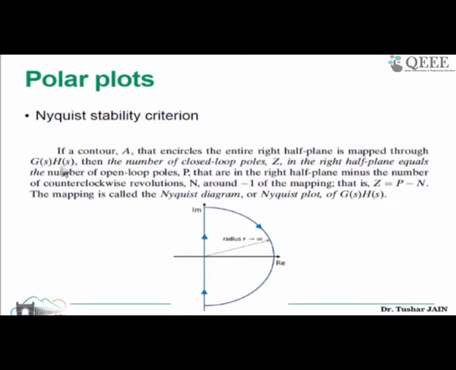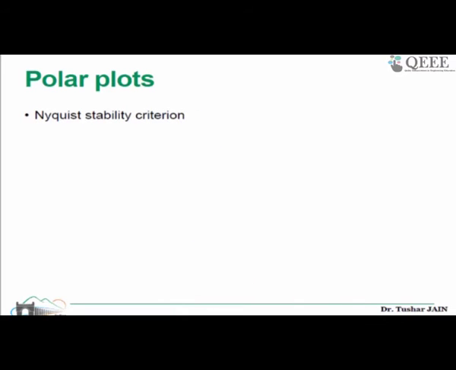If a contour A that encircles the entire right half plane is mapped through G(s)H(s), then the number of closed loop poles in the right half plane equals the number of open loop poles P that are in the right half plane minus the number of counterclockwise revolutions, which is given by this formula. The mapping is called the Nyquist diagram or the Nyquist plot. Now I have dedicated a contour A which considers the right half plane. On the basis of this contour A, how can I define the stability criteria?